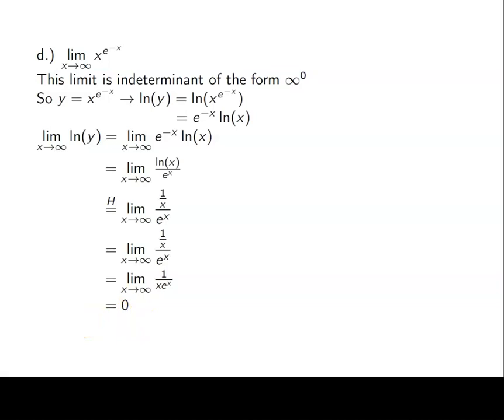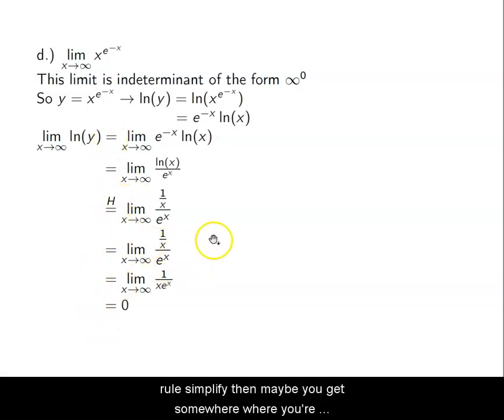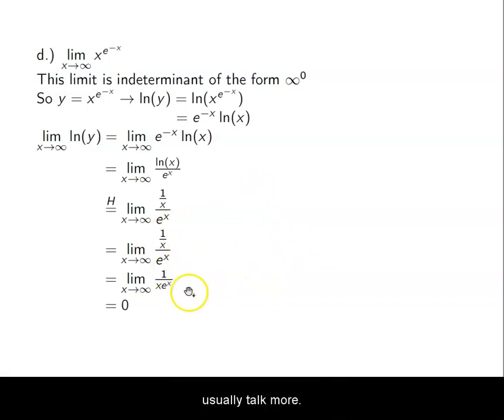So there we go. Sometimes, by the way, I don't have any examples here where this happens, but there are times where you have to use L'Hopital's possibly more than one time, sometimes 2 to 3 times. So you would use L'Hopital's rule, simplify, then maybe you get somewhere where you're not really ready to say what the limit is, and then you use L'Hopital's one more time.